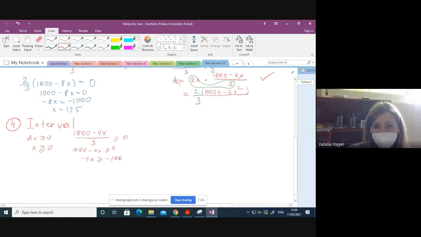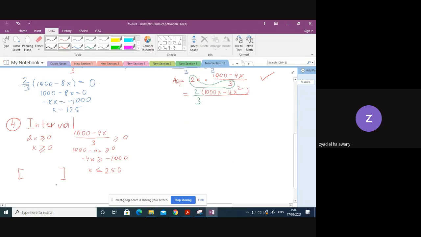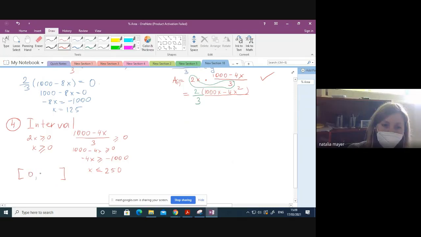Negative 1000. So after that, x is less than 250. Perfect. So you see that this information provided us with the interval. Okay. So what is the interval? Yes, I have a question. Just a second. What is the interval? 0 and 250. From 0 until 250.